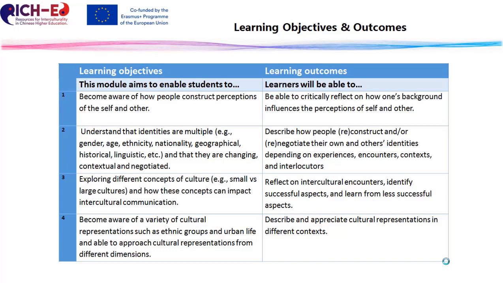Secondly, this is about identity. So we hope these modules can enable students to understand that identities are multiple, such as gender, age, ethnicity, nationality, geographical, historical, linguistic, etc., and that they are changing, contextual and negotiated. So learner will be able to describe how people construct and negotiate their own and others' identities depending on experience, in the context, and interlocutors.